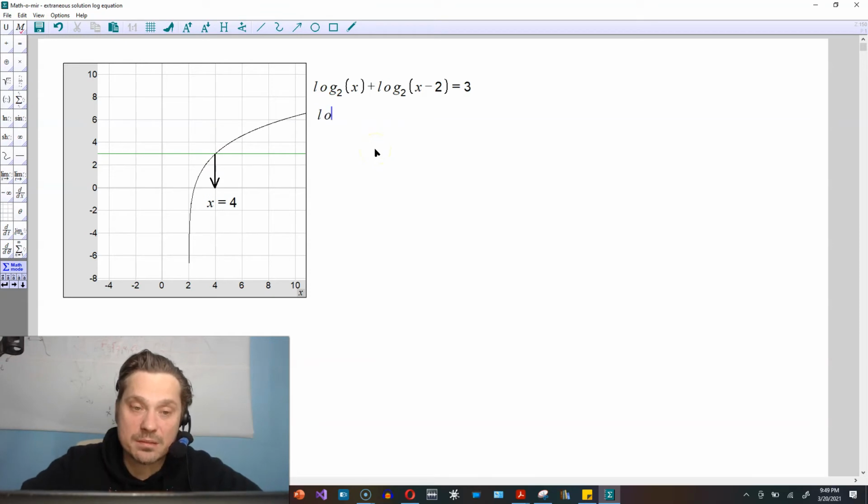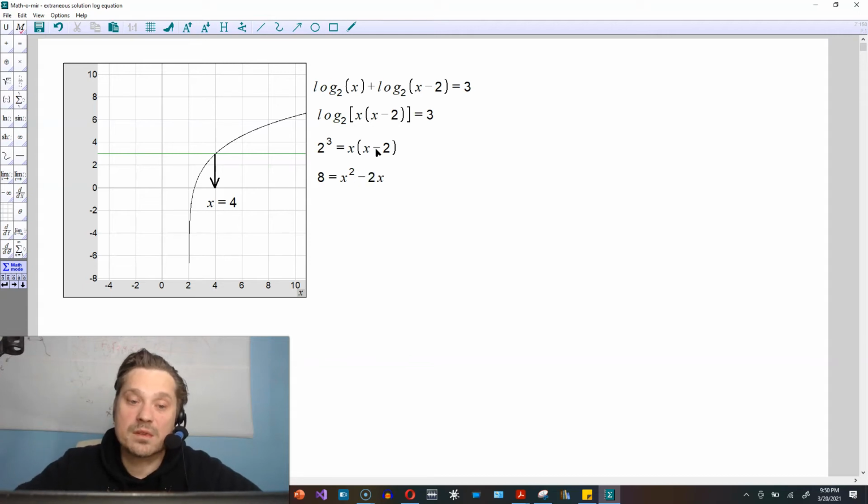On the left side, I'm going to type log base 2, bracket, and then x minus 2, and set that equal to 3. Apply the exponential form of the equation. That means 2 to the third will now be equal to the following. X times x minus 2. 2 to the third is 8. On the right hand side, x times x is x squared, and then x times negative 2 is negative 2x.